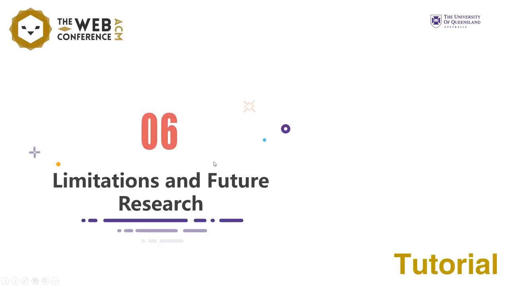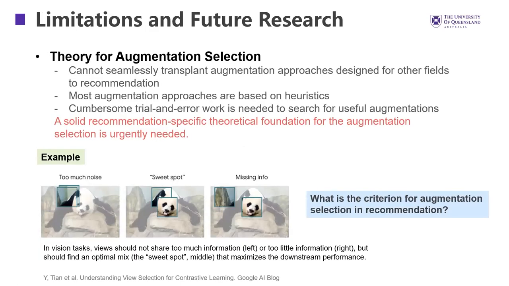And finally, the limitations and future research. Now we have gone through a lot of methods. They are very effective and they have reported very good performances, but there are also some limitations in these methods. The first one is the theory for augmentation selection. As you can see, most of the methods presented adopt augmentations by heuristics, which means we need to search for the best augmentations through cumbersome trial and error work.